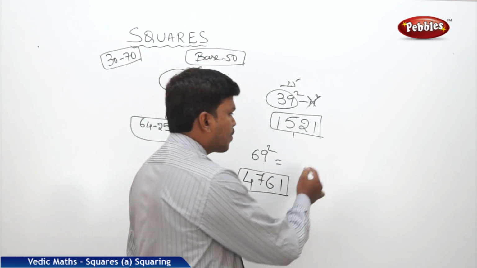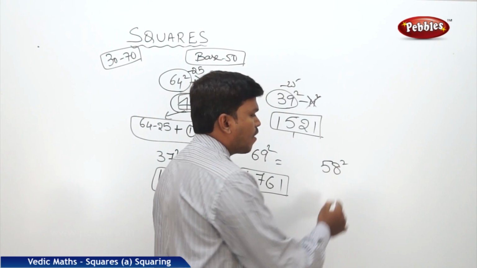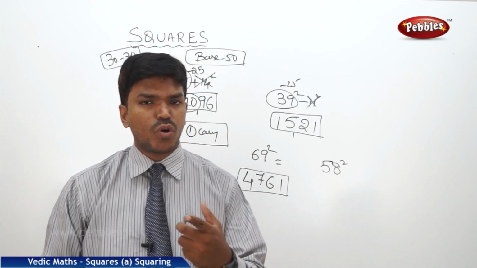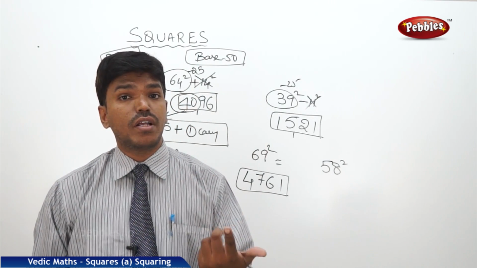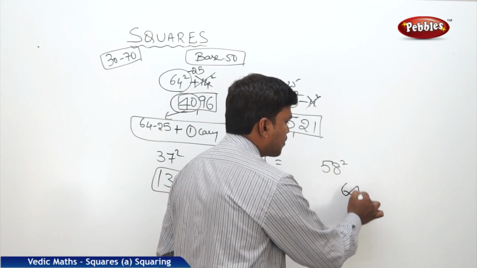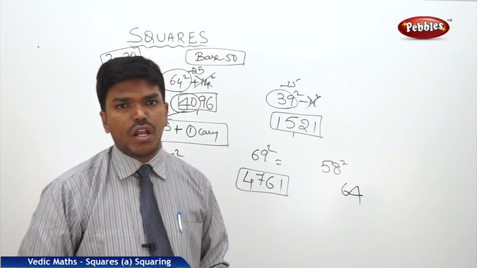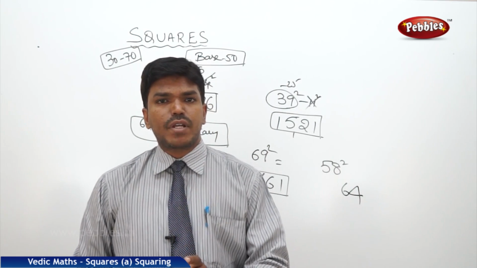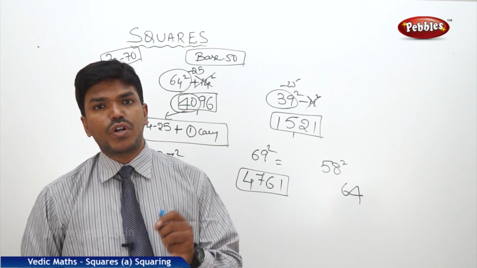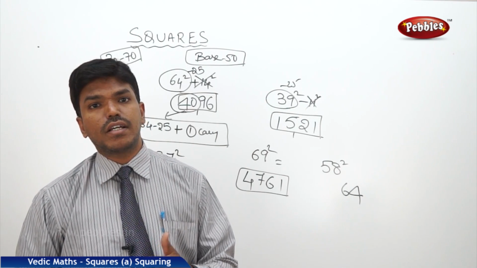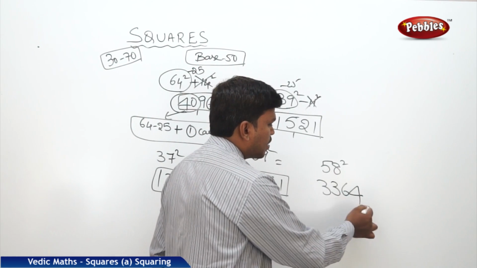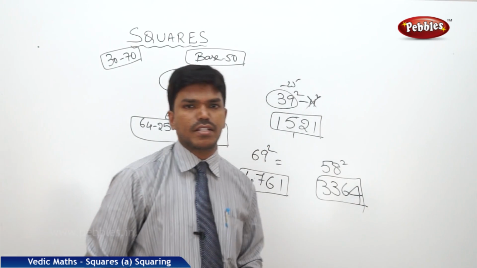Suppose you need to find the square of 58. Now if you compare with the base 50, is it more or less? It is more. How much more? 8. What is 8 square? 64. So this time no carrying, simply drop 64. Now to get the left side part, what we need to do? Subtract 25 from 58. If you subtract 25 from 58, what is the answer? 33. So what is the answer? 3364. Directly you can put like this.